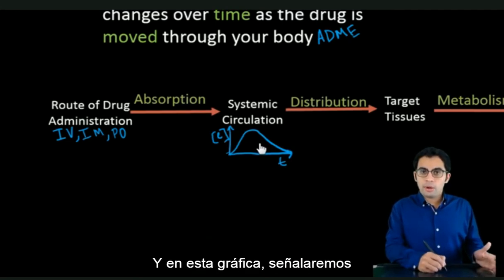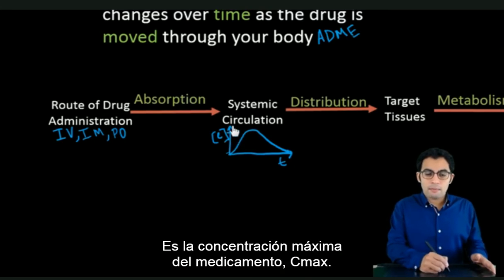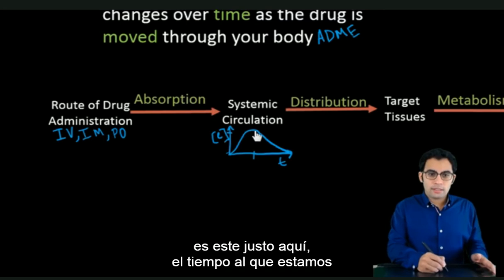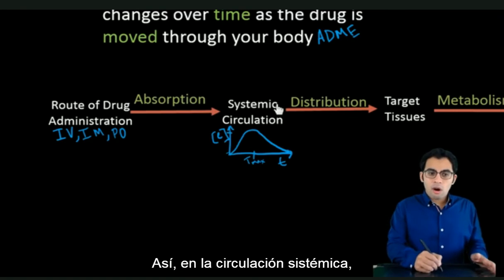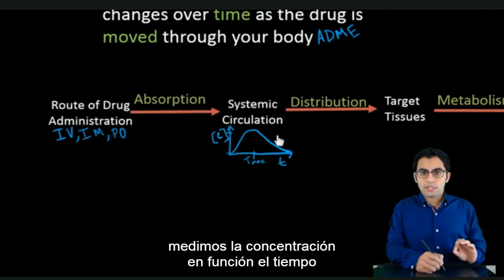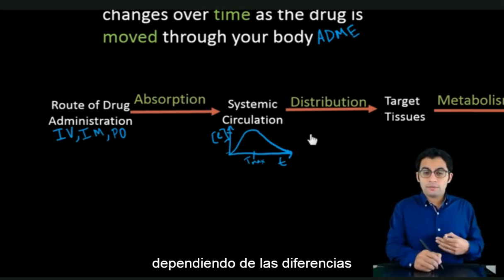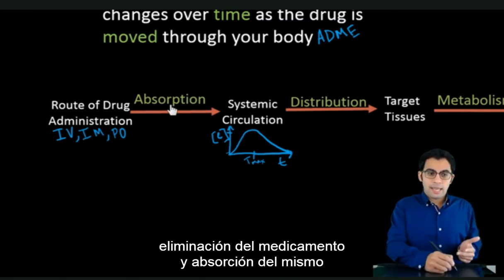And on this graph, we might point out a couple of important points. One might be right here, the top of the graph. That's the maximum concentration of the drug, Cmax. The other point we might recognize is this point right here, the time at which we're at this max concentration. This would be Tmax. And so in the systemic circulation, we're measuring the concentration as a function of time, and we'll see how that concentration will change depending on differences in drug distribution, drug metabolism, drug elimination, and drug absorption that we already mentioned.